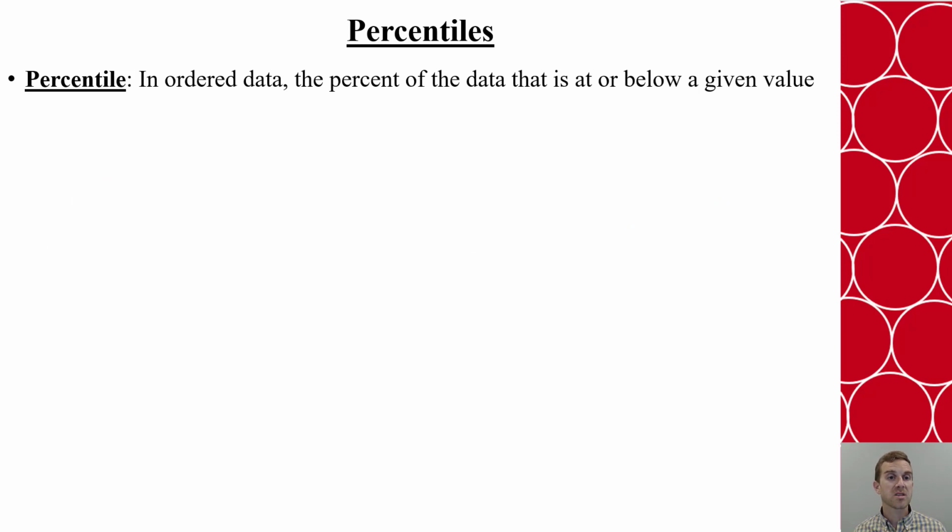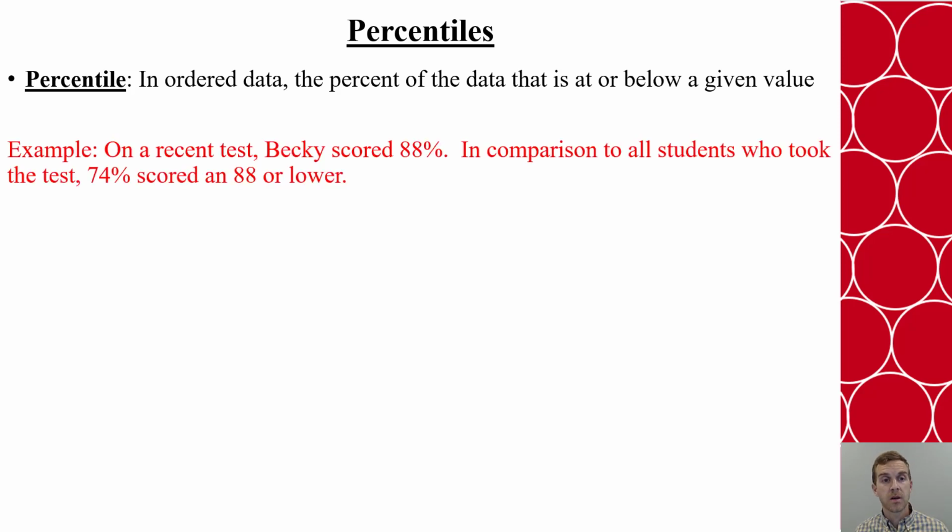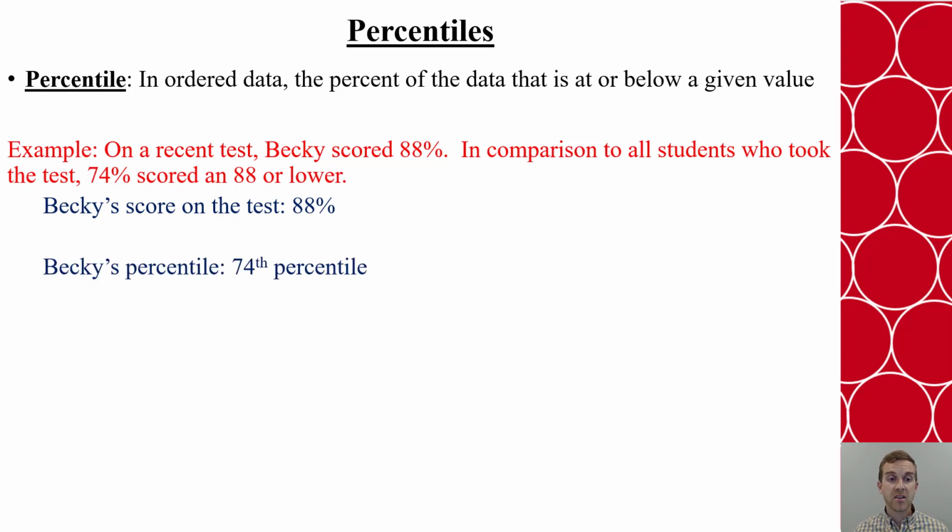Now, we can also calculate percentiles, which when we order our data, the percentile will represent the percent of the data that is at or below a given value. So say we have Becky who took a test and scored an 88% on the test. In comparison to all students who took the test, 74% scored an 88 or lower. So it's important to understand the difference between these values. The 88% is the score Becky personally scored on the test. The 74th percentile, or that 74% that scored 88 or lower, represents that percentile for Becky. So she scored more, as well as 74% of the people that took the test.